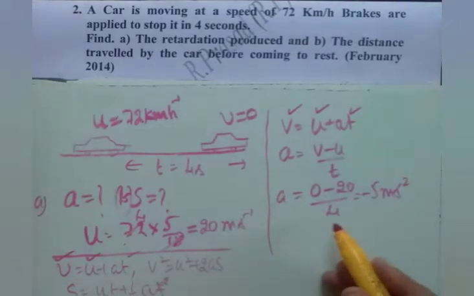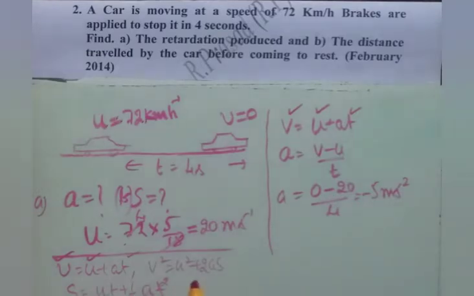So once we know A, how to find S? We choose another equation here. You can use any one of these two, because V known, U known, A known, S can be calculated, or from this also. U known, T known, A also known. I want to use this equation. Say, I use V square equals U square plus 2AS.